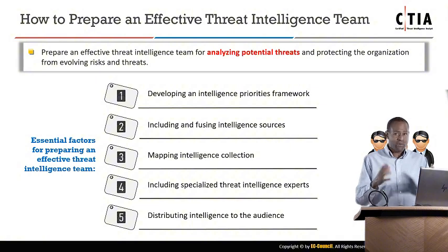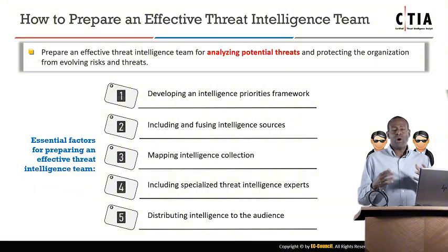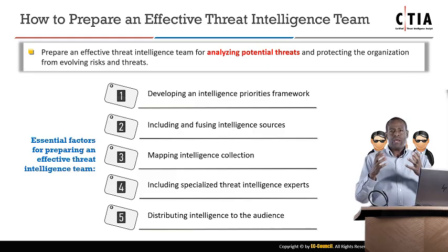We want to get them ready to take on the job roles that they've been assigned. So prepare an effective threat intelligence team for analyzing potential threats and protecting the organization from evolving risks and threats. How do we do that? Well, number one, we develop an intelligence priorities framework. So we meet as a team and discuss what intelligence priorities we need to look at. And we put together a framework, and then that'll guide us into the different areas that we want to look.